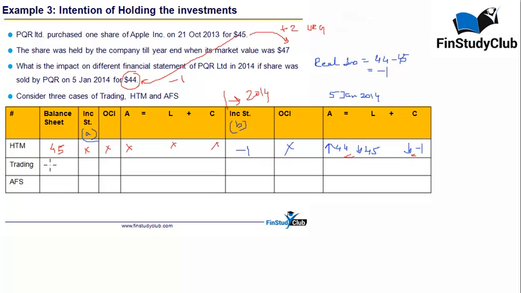In case of trading, it's going to be very, very simple, pretty similar to the fair value model, wherein every time we mark it to market and take the difference to the income statement. So an investment worth 45 recorded on 21st of October will be booked at 47. That means the asset goes up by 2. This is a gain which has been recognized in the income statement.